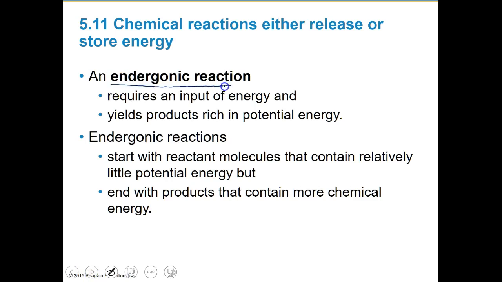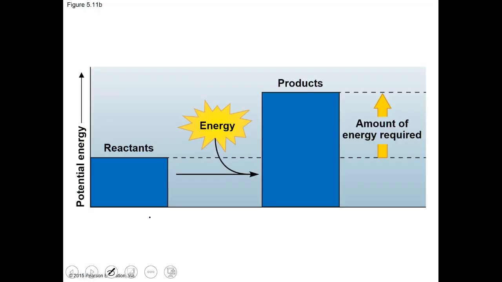An endergonic reaction, remember, requires energy. It yields products with rich potential energy. So endergonic reactions start with reactant molecules that contain relatively little potential energy, but end with products that contain more chemical energy. So we get more energy at the end of them. If we have reactants that don't have a whole lot of potential energy, but we can add energy to that system, we can produce products that actually have more potential energy, that have the potential to do more work.